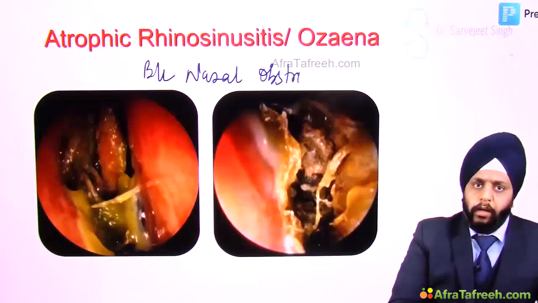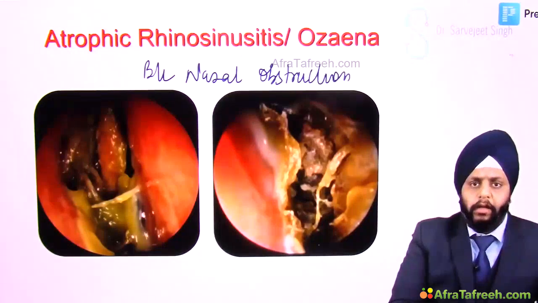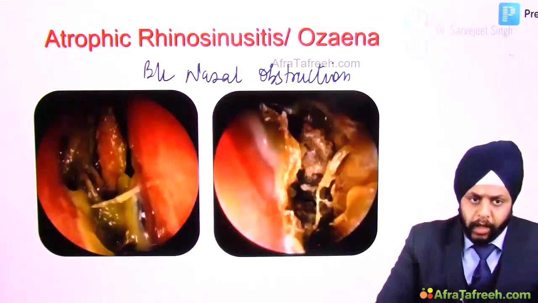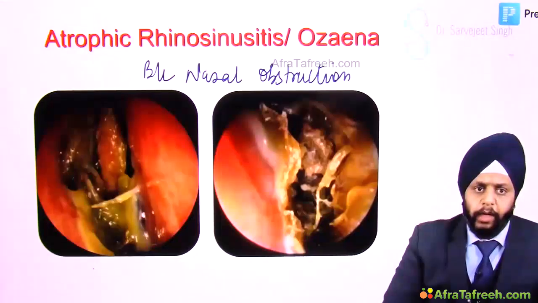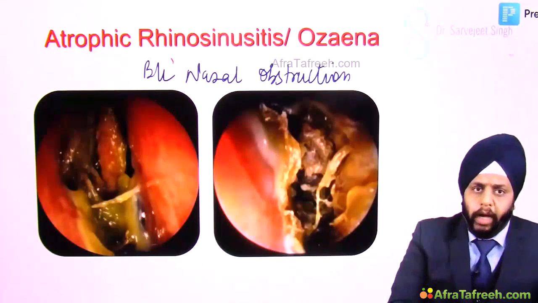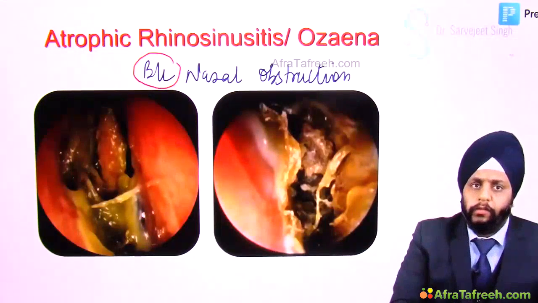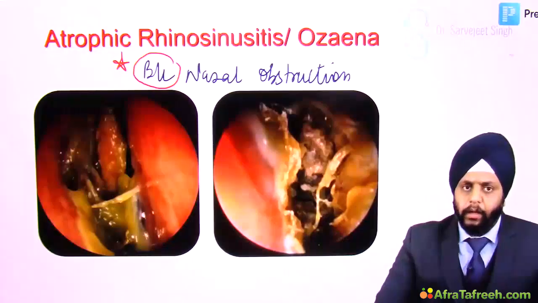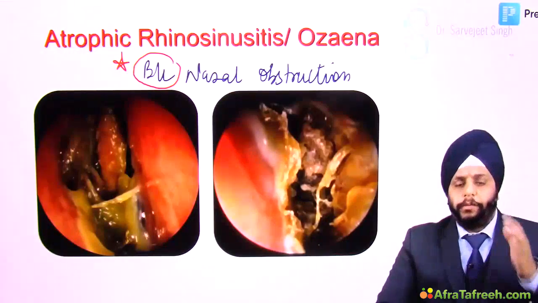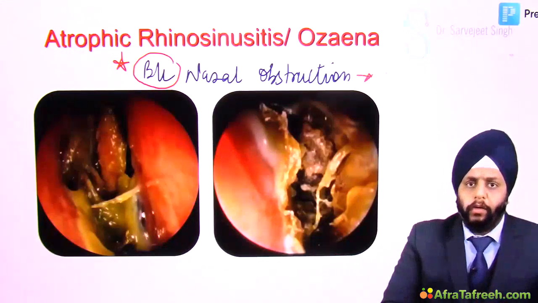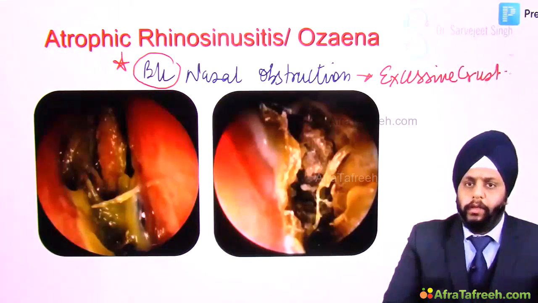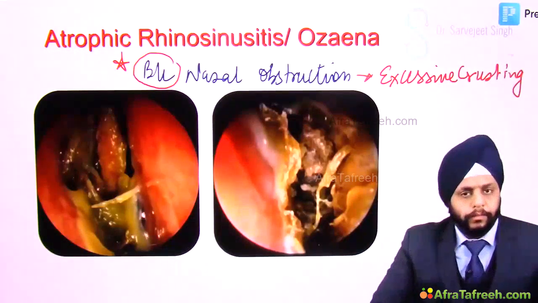Remember, despite the fact that the patient has a large roomy nasal cavity, the chief complaint will be bilateral nasal obstruction. So remember, the disease is bilateral. And why is this obstruction there? It is because of excessive crust formation in the nose.